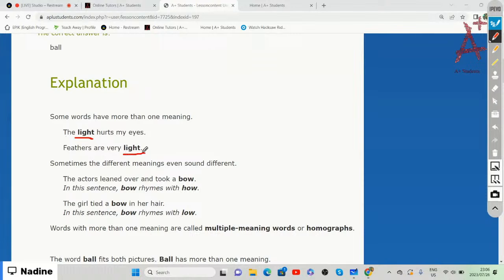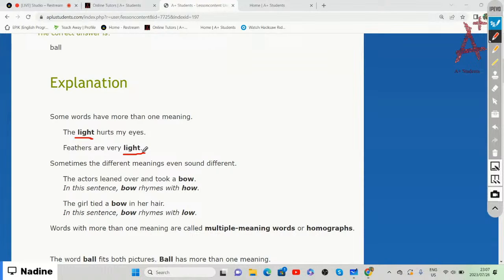If you look at both of these sentences, the light hurts my eyes as well as feathers are very light, these are two words that sound the same, right? However, the meanings are different. The first sentence, the light hurts my eyes, has to do with switching on and off the electric light, the lamp or something, which is hurting the person's eyes. And the feathers are very light has to do with weight, right?